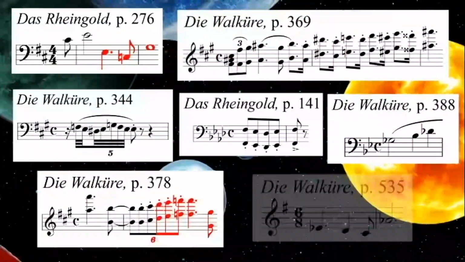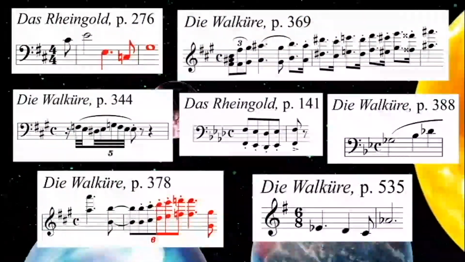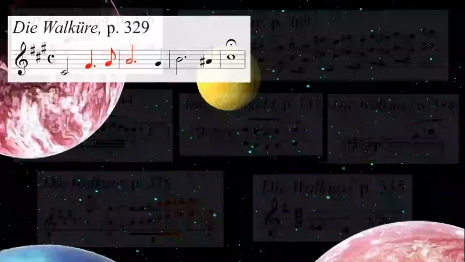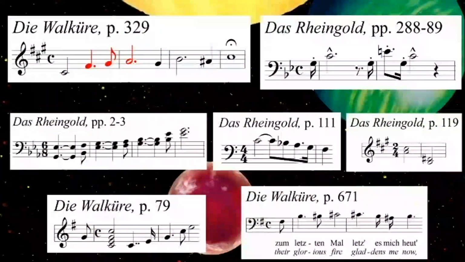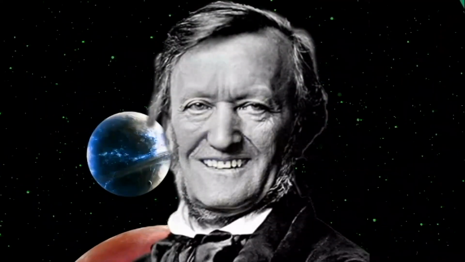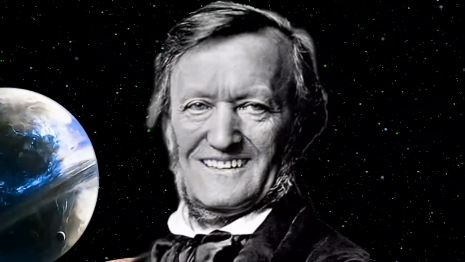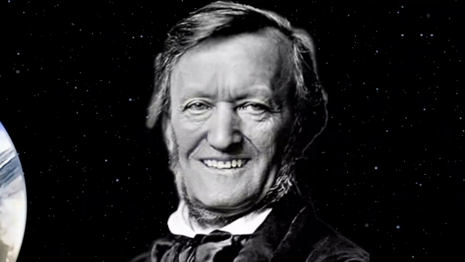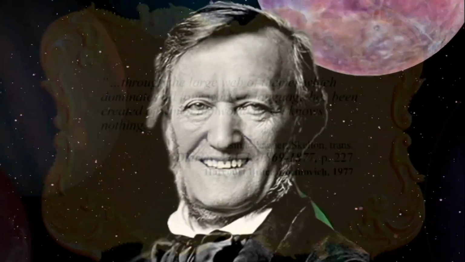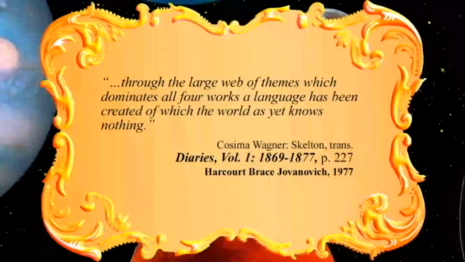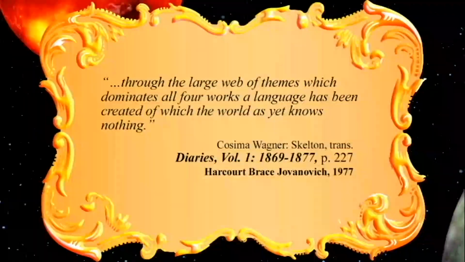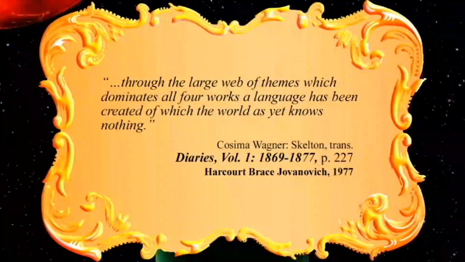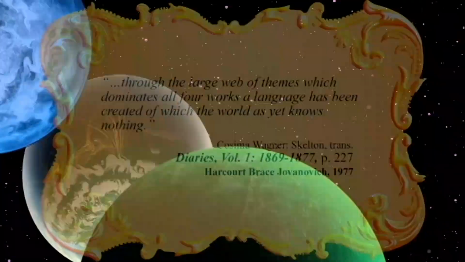The Green Ring introduces many syntactic innovations crowded among those traditional analysis has identified as leitmotifs or motifs. This commentary prefers to take Wagner at his word, who thought of his music's functionality as parallel to that of spoken and written language. "Through the large web of themes which dominate all four works, a language has been created of which the world as yet knows nothing."